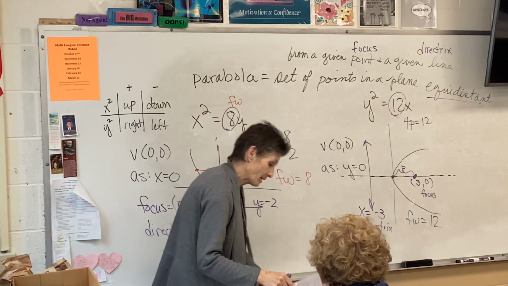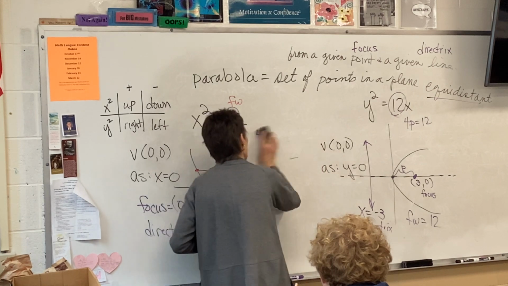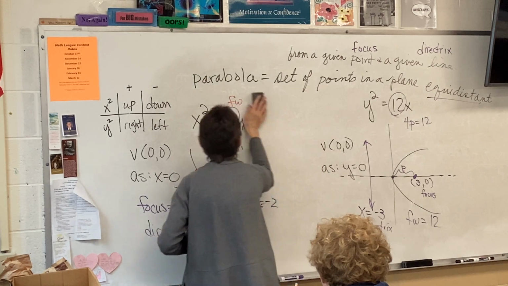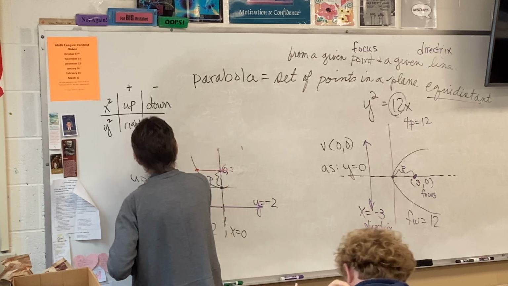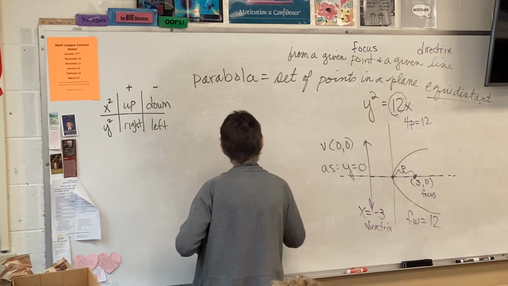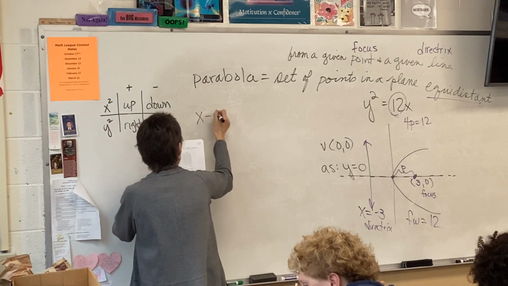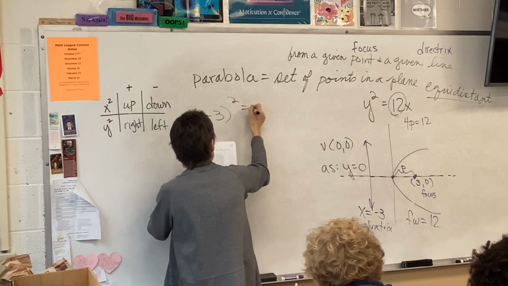Alright. Well, let's look at the next one. Good news, every parabola I give you will be in standard form. So you don't need to do any math on it. You just need to answer the question. So we have x minus 3 squared equals to what?